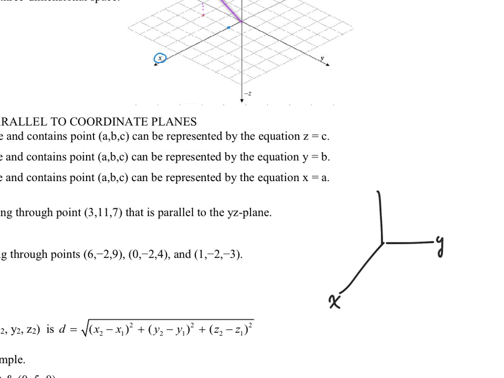X, Y, Z. 3, 11. Over here is where 11 would be. So something like this, and then we're going up 7. So it would put the point somewhere around right here. Well, it's a point, it's not a vector, so I'll just plot that point, (3, 11, 7).